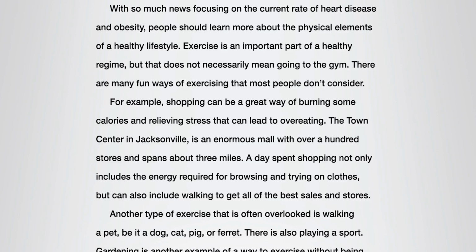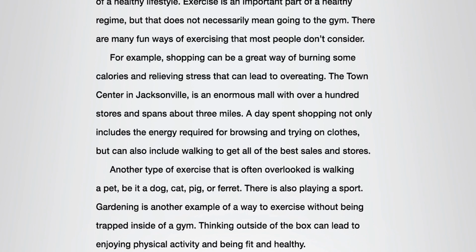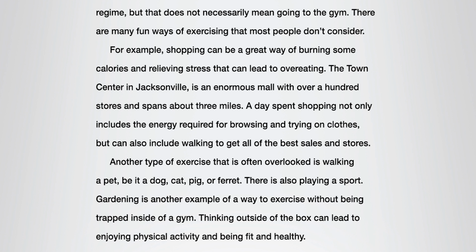In an illustrative essay, you would be able to structure each body paragraph around an example and its supporting details. In this essay, the first body paragraph addresses the example and supporting details for shopping being a fun exercise. Each subsequent body paragraph would also focus on a particular example with supporting details.